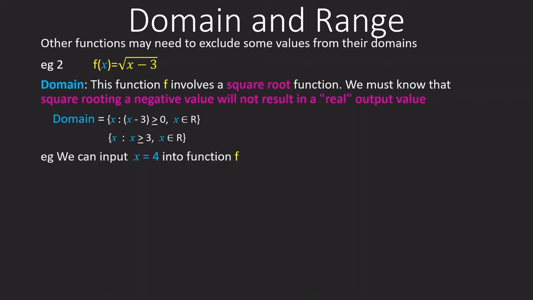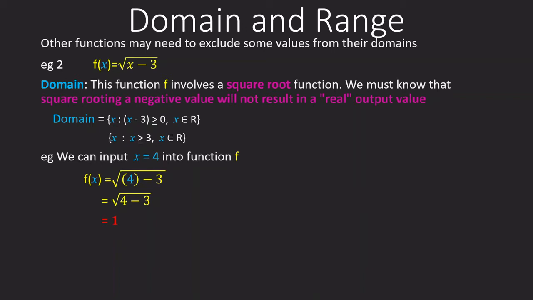For example, I can input 4 into function f because 4 is a number greater than or equal to 3. If I substitute 4 into function f, I'd call that f of 4. That should actually be a 4 in there. And that would be the square root of 4 minus 3. So the square root of 4 minus 3, that is 1. So the square root of 1 is 1. So when my input is 4, my output is 1.